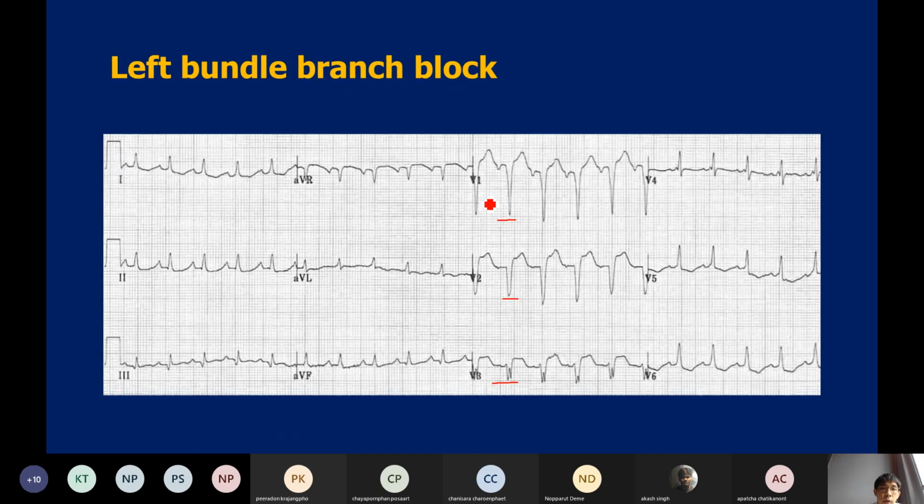You can find the right bundle branch block in the normal population, around 15%. But you should not see the left bundle branch block in a normal heart. If there is a left bundle branch block in the ECG of a patient, we should investigate whether there is any disease in the patient's heart or not.